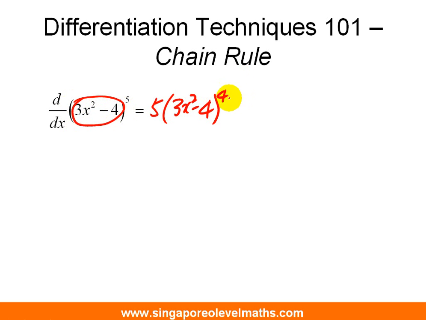So you have to ask yourself, what do you get when you differentiate 3x squared minus 4? The answer will be 6x. And what you need to do next is just to simplify, and you are done with differentiation using chain rule.